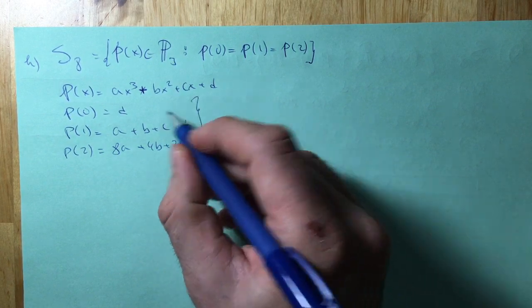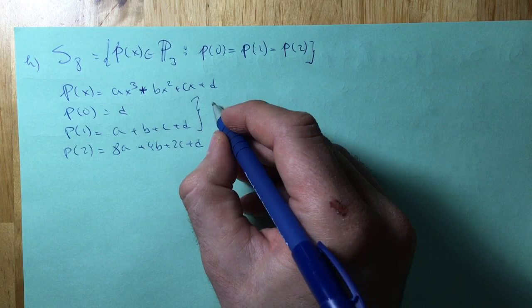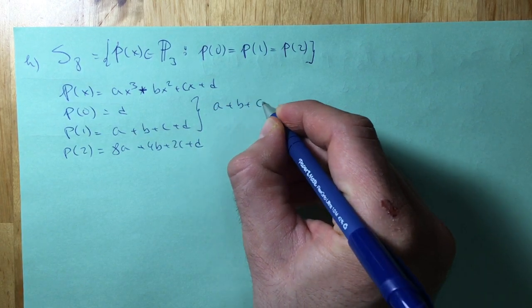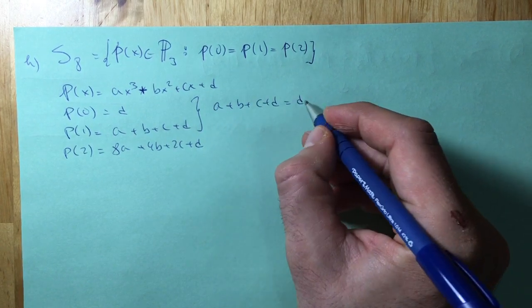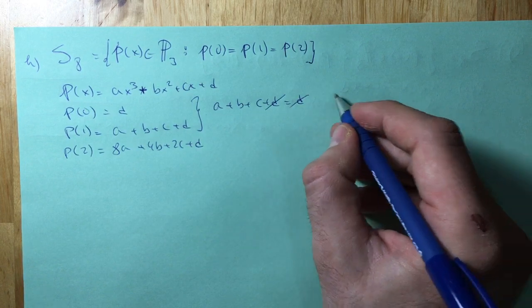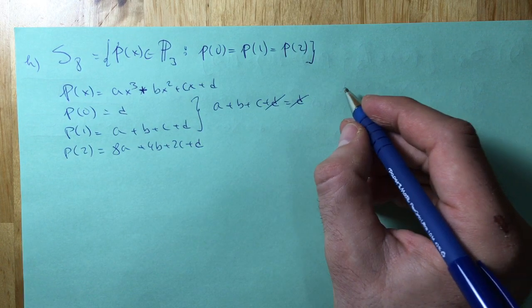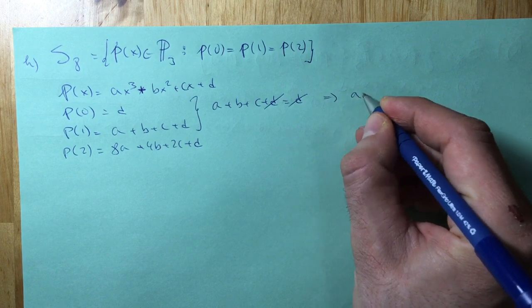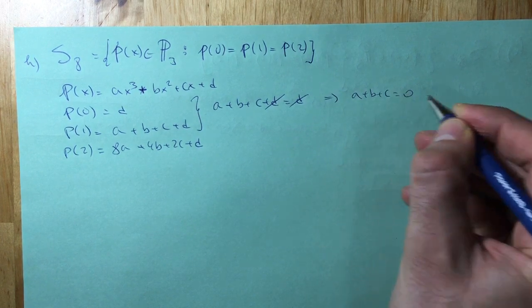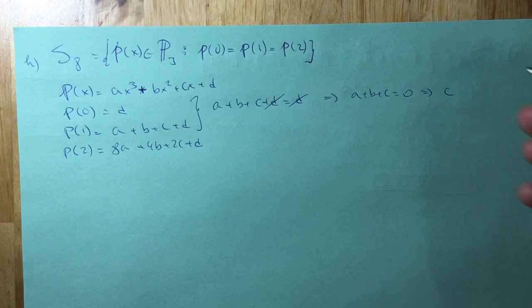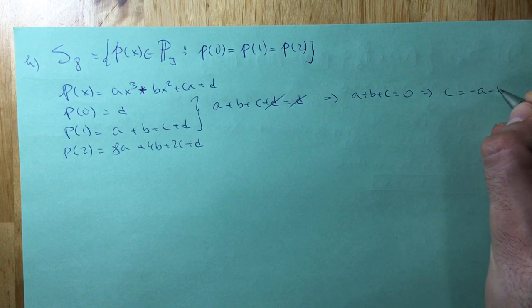And now from the fact that P of 0 is equal to P of 1, I get that a plus b plus c plus d is equal to d. And then d and d cancel out for each value of d, okay, from where I get that a plus b plus c is equal to 0, or simply, if I choose to express, c is equal to negative a minus b.